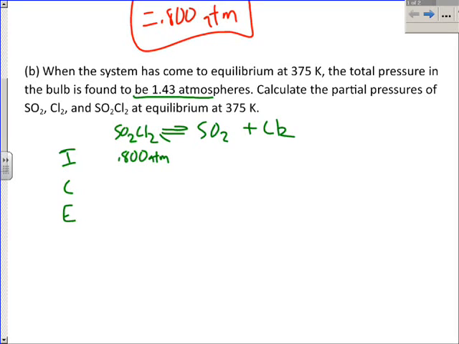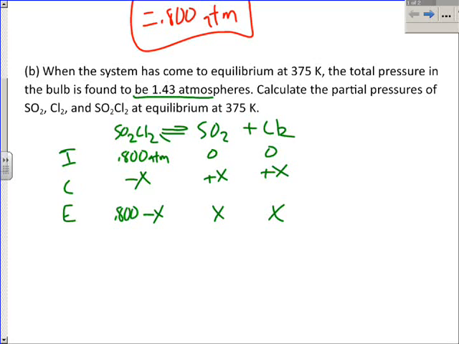And we're going to let this reach equilibrium, which means there's none of either of these. This is going to be going down by some amount by the stoichiometry. That's going to be going up by that exact same amount. And therefore, from an equilibrium standpoint, the equilibrium pressure of our SO2Cl2 would be 0.800 minus x, and these would each be x.